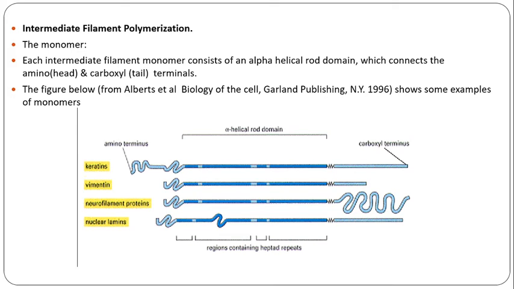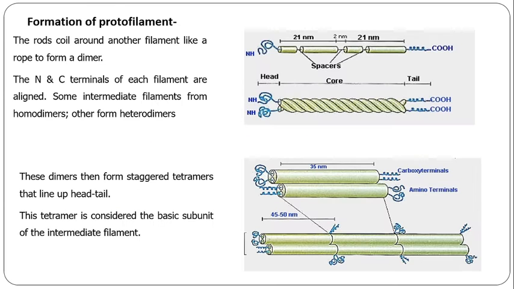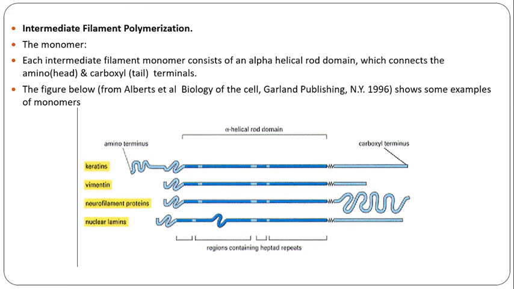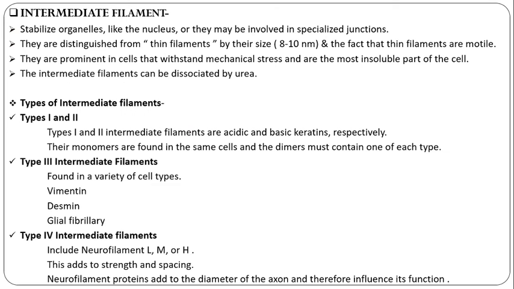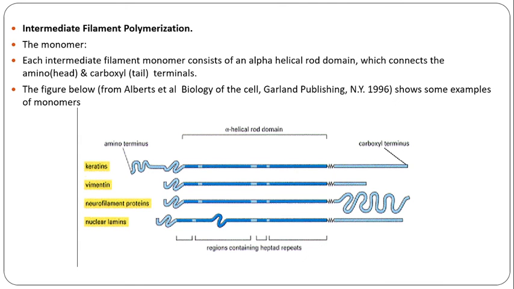All diagrams are from Alberts, Molecular Biology of the Cell, Garland Publishing, 1996. See here some examples: keratins, vimentin, neurofilament proteins and nuclear lamins are four different examples of intermediate filaments. Early on, see here vimentin, desmin, glial, neurofilaments. Each intermediate filament monomer consists of an alpha helical rod domain which connects the amino terminal, the head, and the carboxyl terminal, the tail.